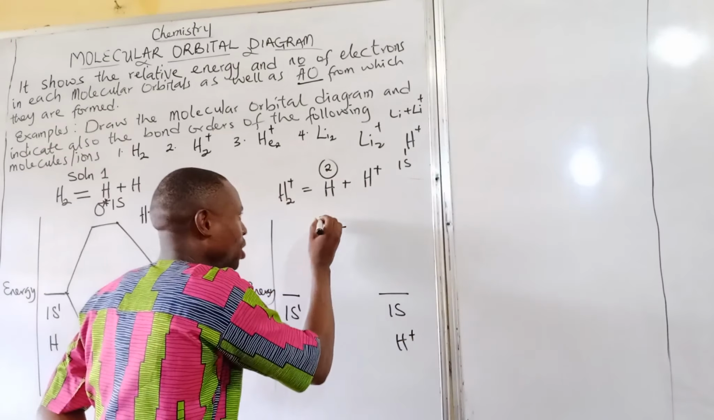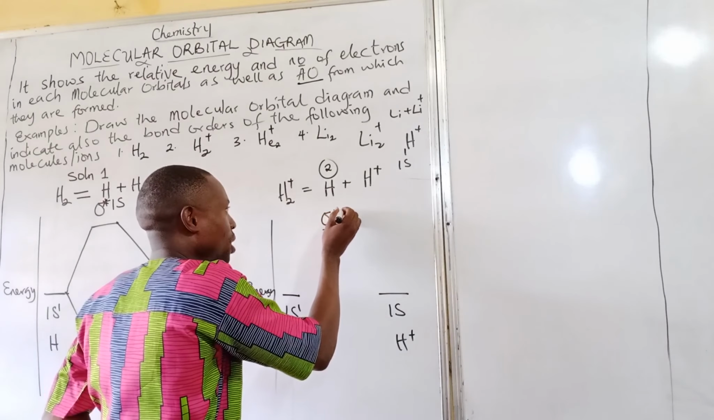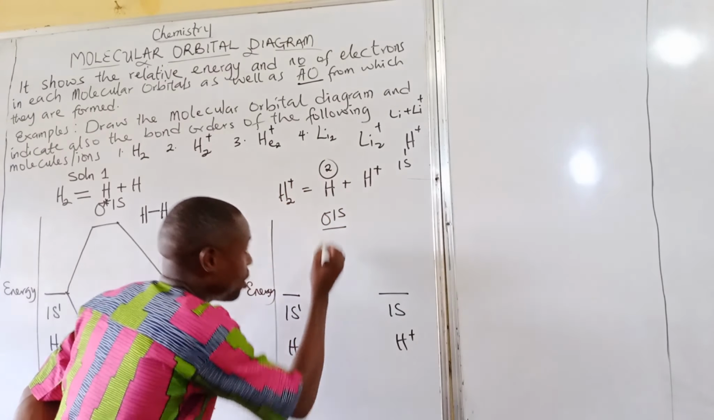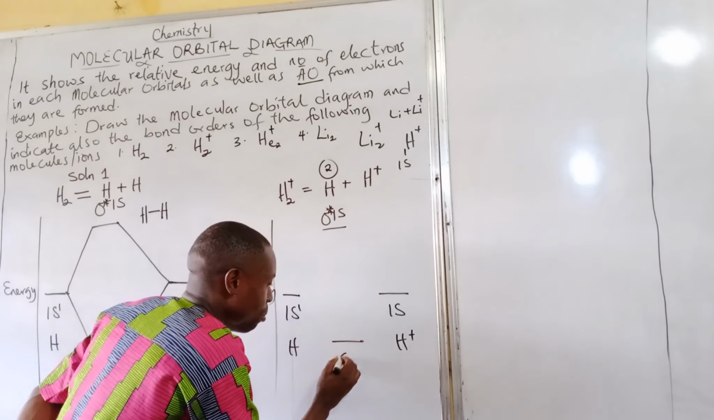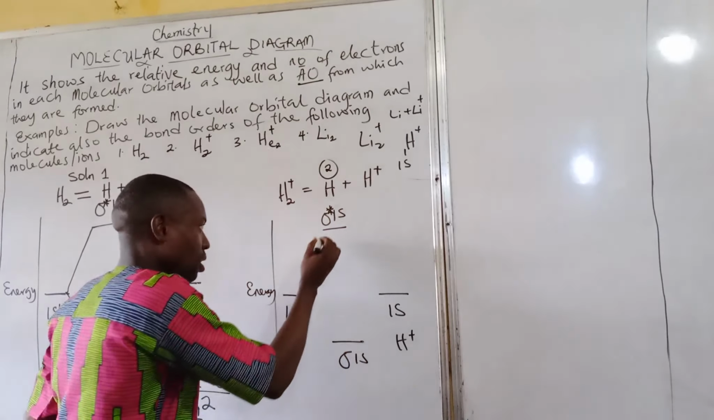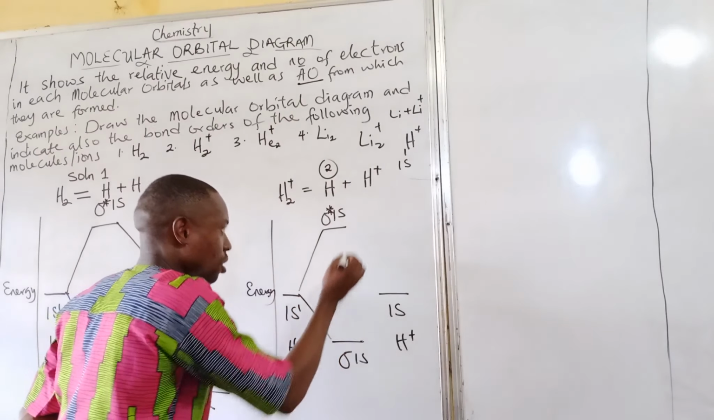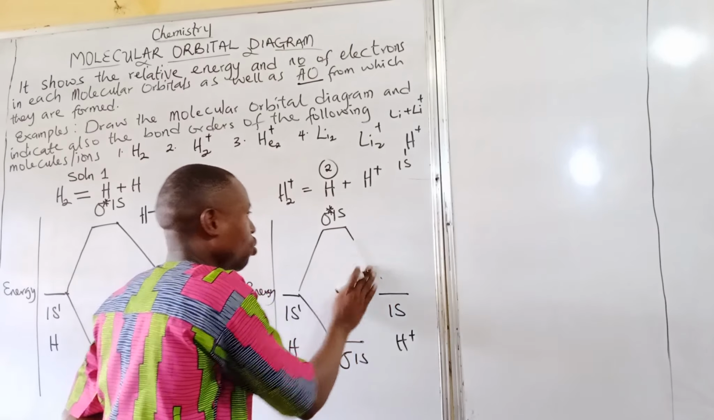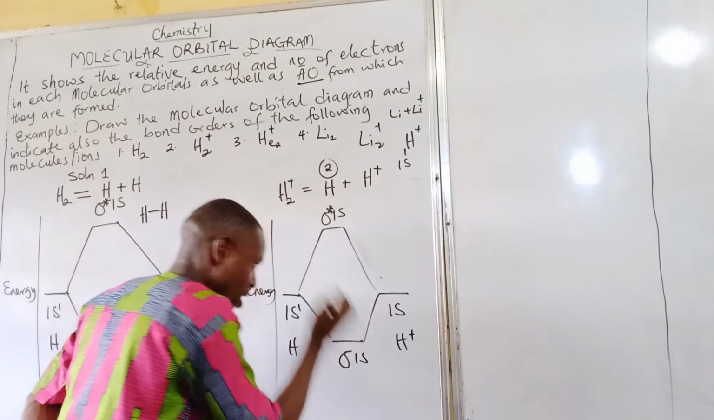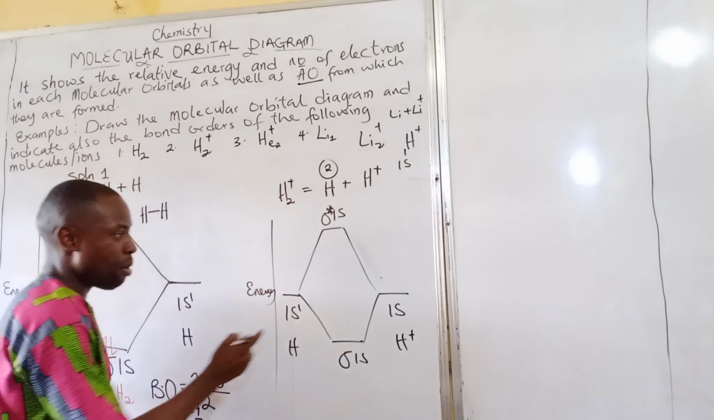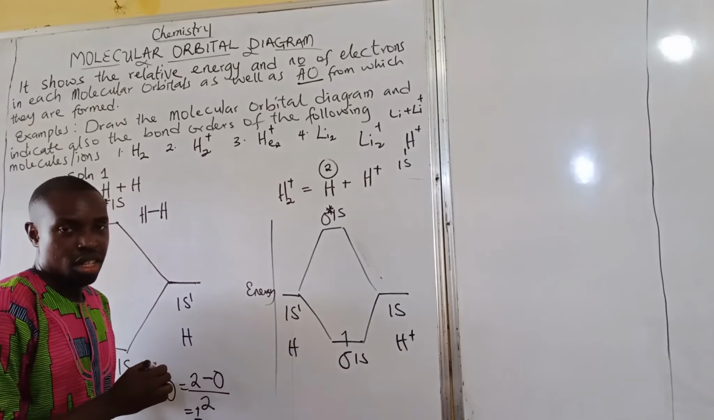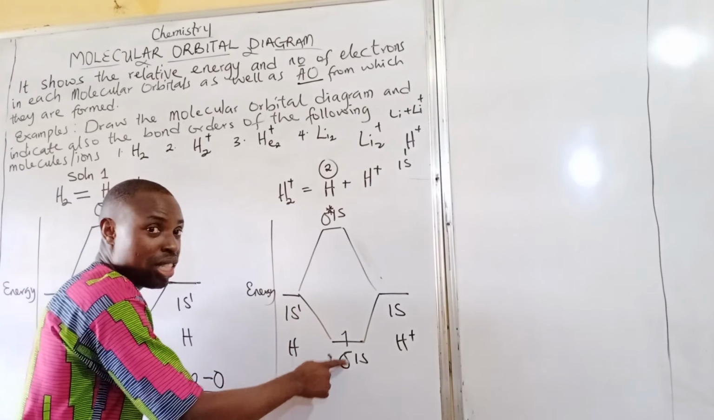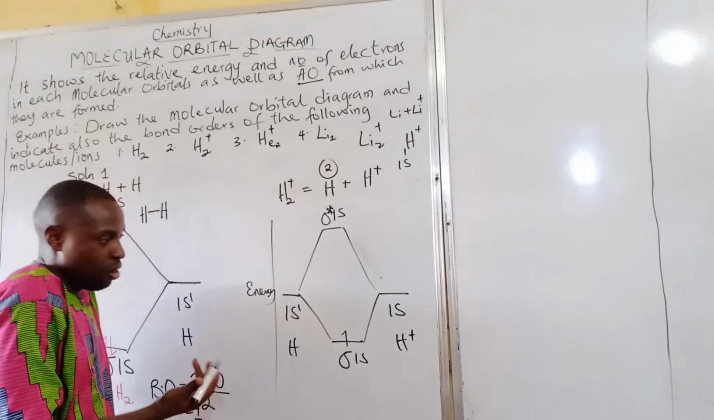Remember the antibonding sigma 1s, which is antibonding. Here too, the bonding sigma 1s. I'm not drawing it to scale. Now what do we do here? Remember, when these two interact, I'm going to be having something of this nature. The electron must fill here first. When that is filled up, we move to the other one. So that is how it is.